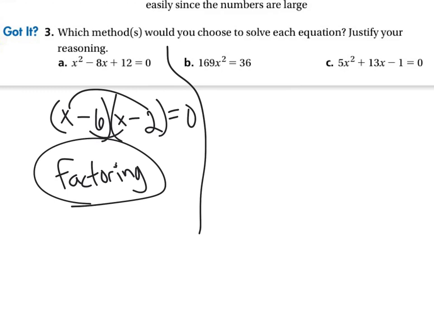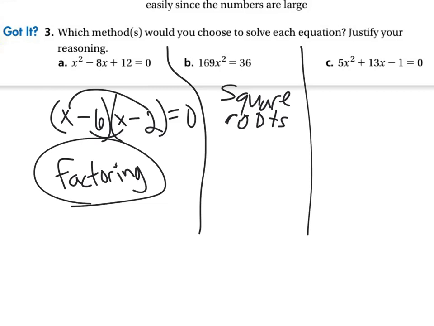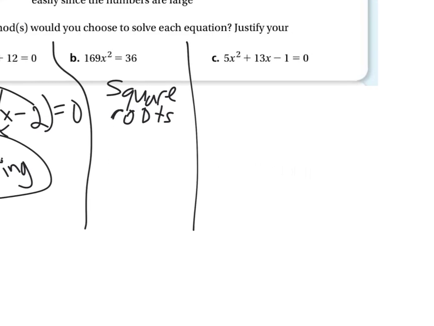So the next one here, there is no x term, so square roots would be the way to go. What we would do is just divide by 169 on both sides and then take the square root, plus or minus. And both of those are perfect squares, so it actually would come out pretty nice. And part C, this one we would want to use the quadratic formula.